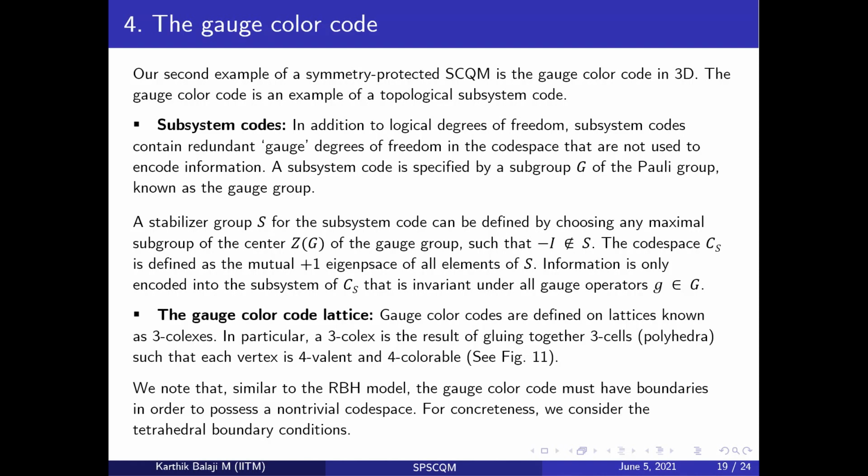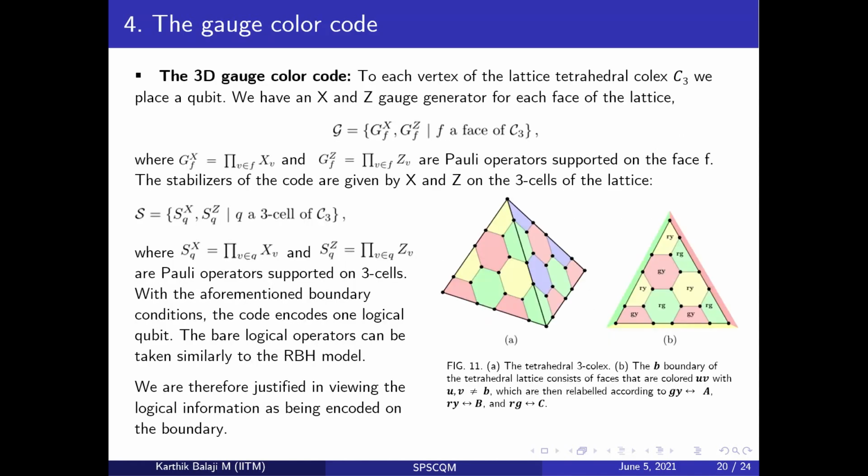And we can choose these 4 colors to be labeled as R, B, G and Y for red, blue, green and yellow. Now we note that similar to the RBH model, the gauge color code must have boundaries. The gauge color code must have boundaries in order to possess a non-trivial subspace. For concreteness, we choose these boundary conditions to be the tetrahedral boundary conditions. So the 3D gauge color code.